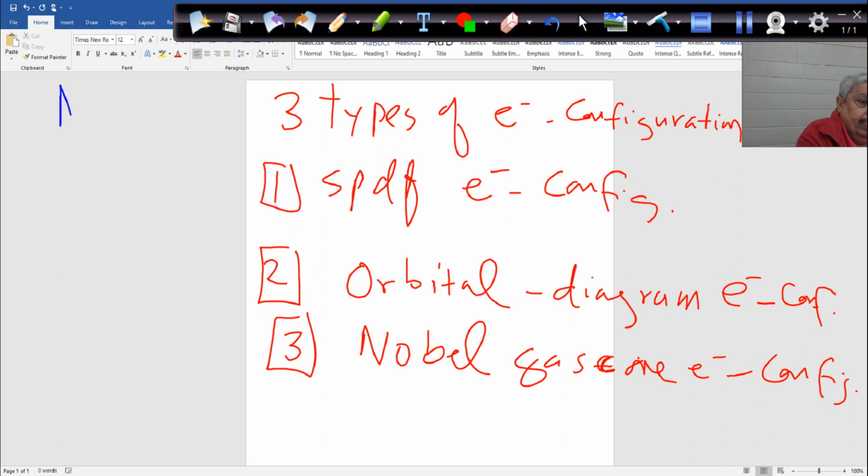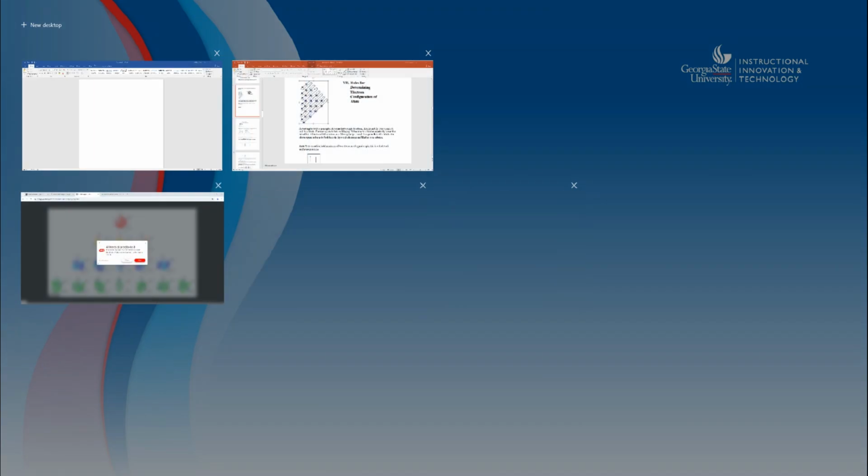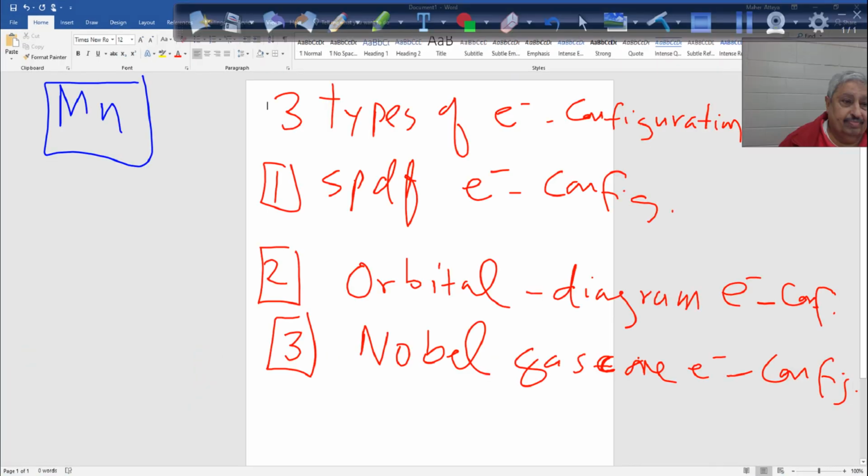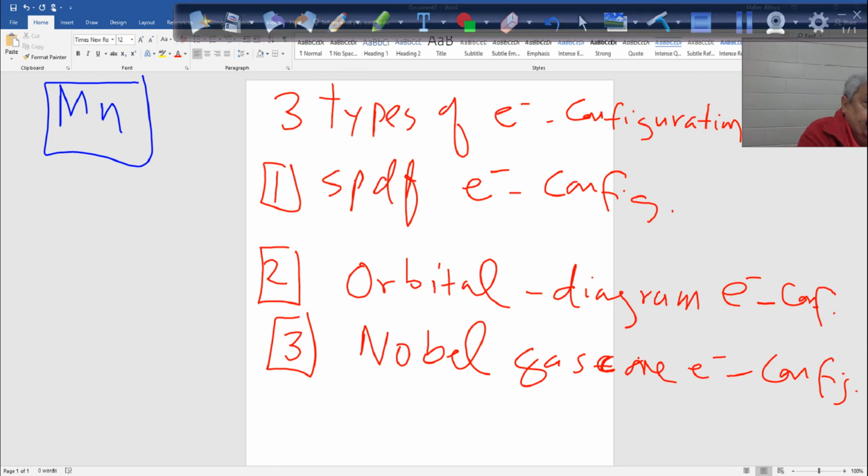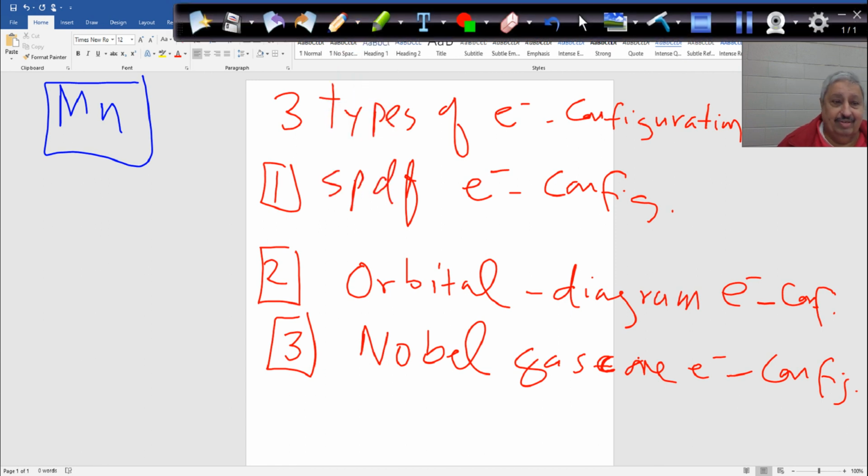Mn. Manganese. What is the atomic number of manganese? 25. Oops, sorry. 25. Okay. So we have to accommodate how many? 25, correct? We'll write it just here. 25 electrons we have to accommodate.